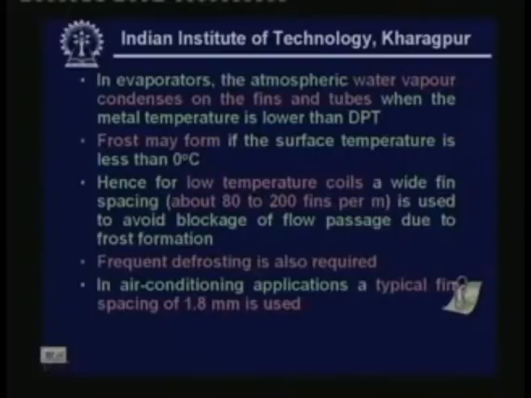In air conditioning applications, a typical fin spacing of 1.8 mm is used. That means the fin spacing can be much smaller compared to the evaporator used in domestic refrigerators, because in air conditioning applications water condenses, but it does not form frost. If it forms frost, the frost cannot leave the evaporator surface; it sticks and starts blocking the airflow passage. Whereas if water only condenses, then due to gravity it can trickle down and will not affect the airflow passage. That's why in air conditioning applications the fin spacing is much smaller compared to a domestic frost-free evaporator.